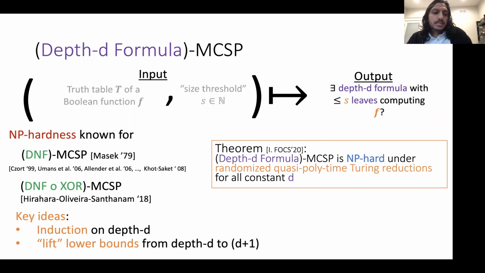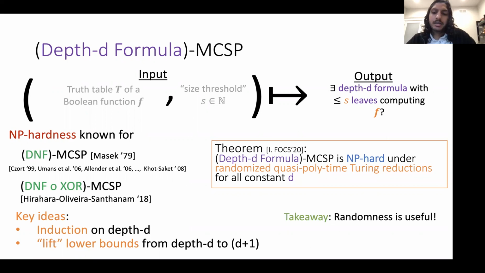The main idea is that we work by induction on the depth d. These results here actually form our base case, the DNF problem. I think the approach is very natural. The main technical thing that we accomplish is that we come up with a way to lift lower bounds from the depth d problem to the depth d+1 problem. I'll talk a little more about how we do this later in the talk. But those are the two key ideas.